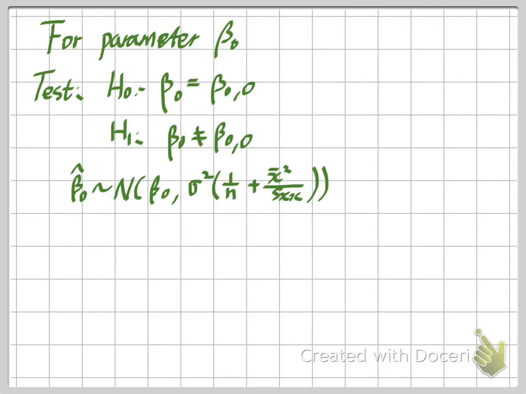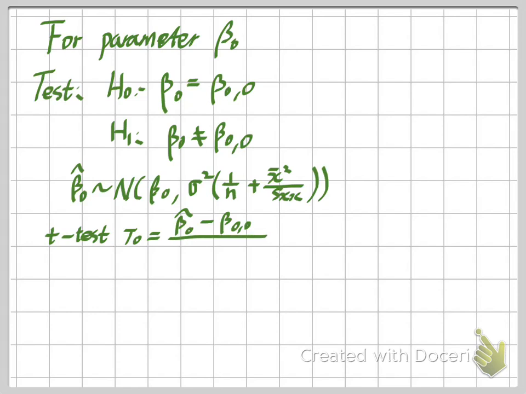Because this is the distribution of our beta 0, if we don't know the true value of sigma, so we don't know the true value of the variance of the error term, then we should use a t-test. For this t-test, the definition of our t is still similar. It still uses our estimation of beta 0 minus our claim of the constant in our null hypothesis.